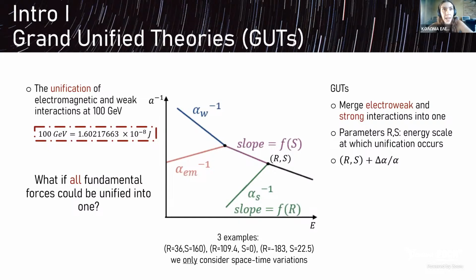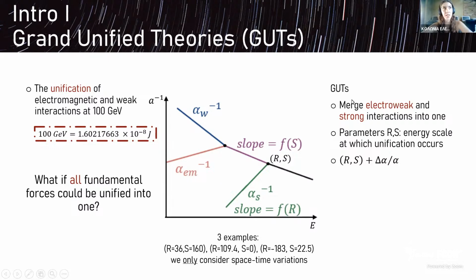Now, experiments have also proved at high energies that there is a unification of the electromagnetic and the weak interaction. This happens at about 100 GeV, and this is the equivalent in joules, if you don't know the equivalent. This actually got theorists thinking about what if all fundamental forces could be unified into a single force. Many models emerged, theorizing all of that, and a group of these models is called grand unified theories.